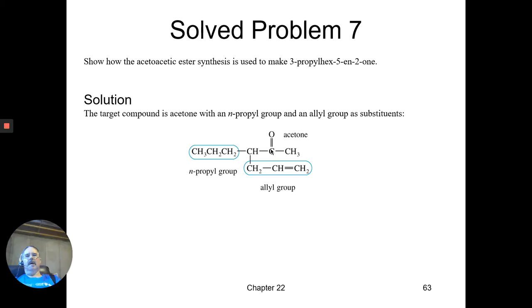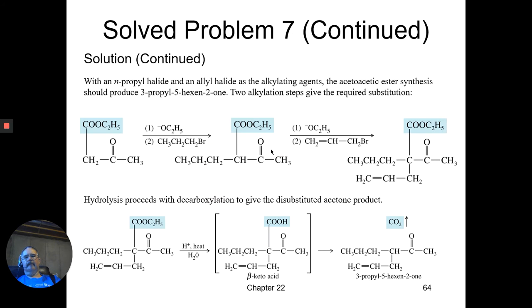Okay, so here, how would you make 3-propyl hex-5-en-2-one? Okay, so we could start out with the acetoacetic ester. Okay, we substitute a propyl group here for one of the hydrogens. We do this a second time. We remove this other hydrogen, and then we replace it with this allyl group.